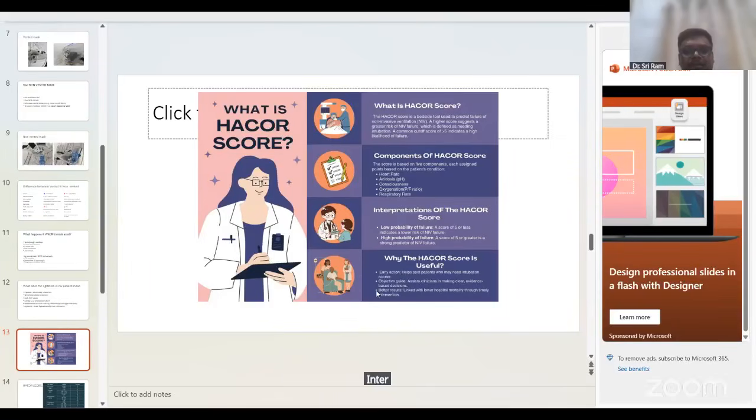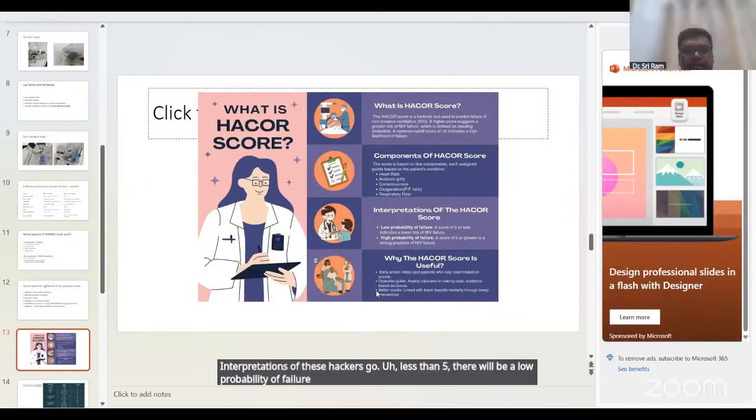Interpretation of this HACOR score: less than 5, there will be a low probability of failure and low risk of NIV failure. And greater than or equal to 5, there will be a strong prediction towards NIV failure.